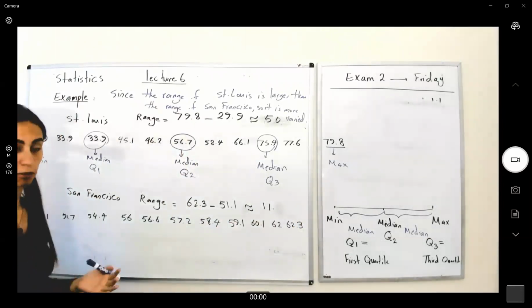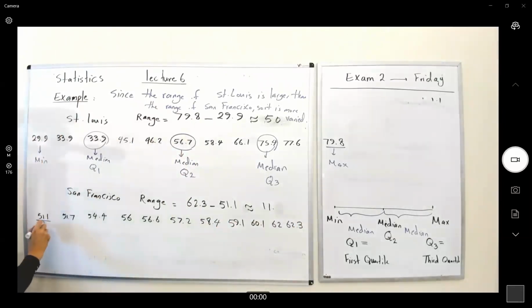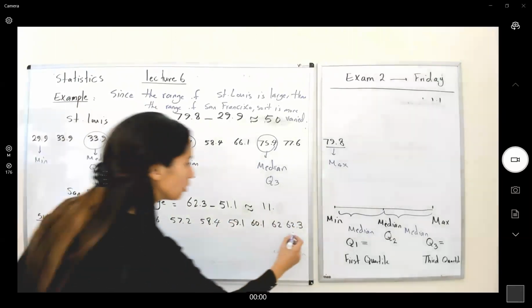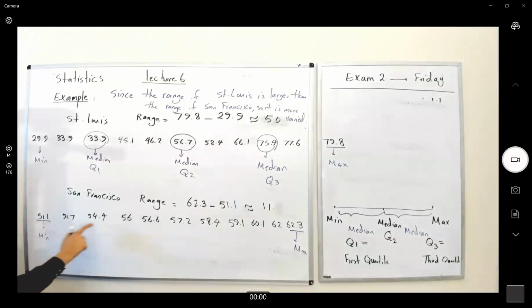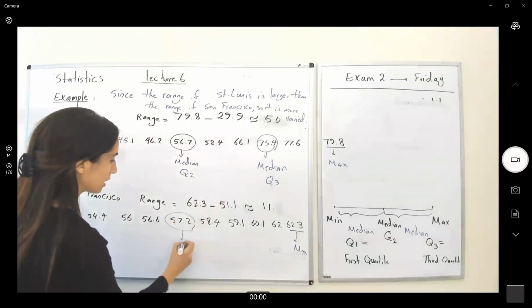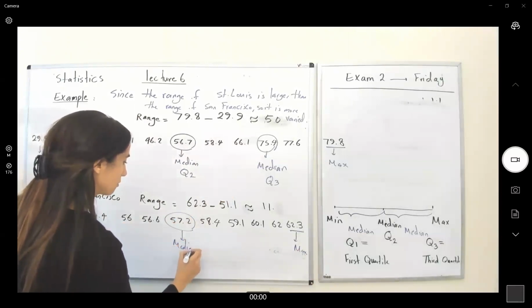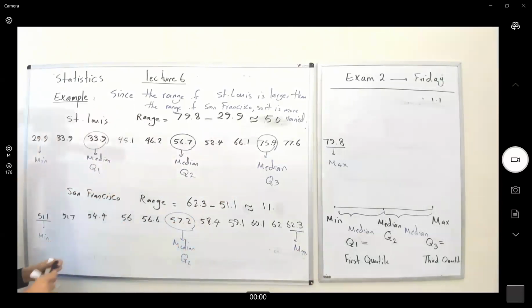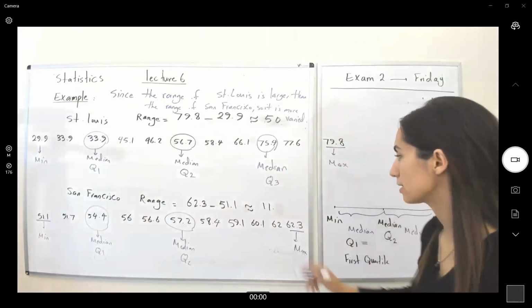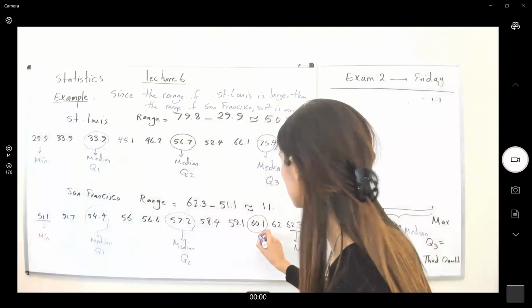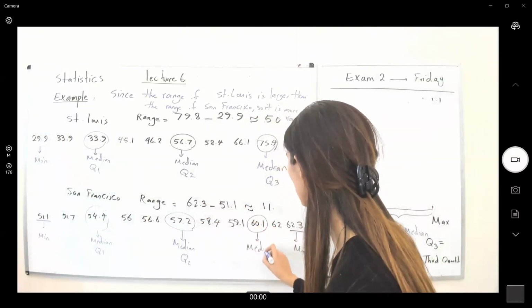Very well. So this is your minimum. This is your maximum. The median, 1, 2, 3, 4, 5. This is your second quartile. The median of the first set is Q1, the first quartile, and the median of the second set is equal to 60.1, which is the median or the third quartile.